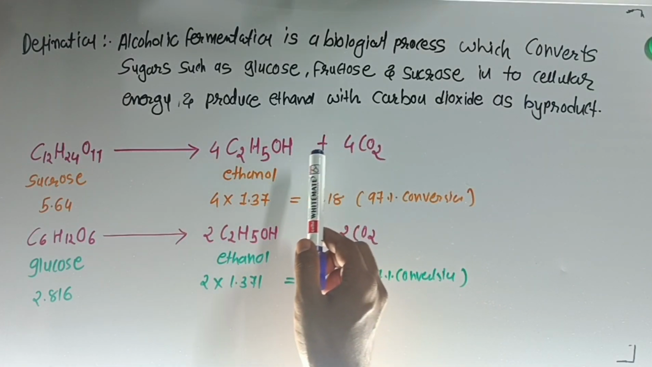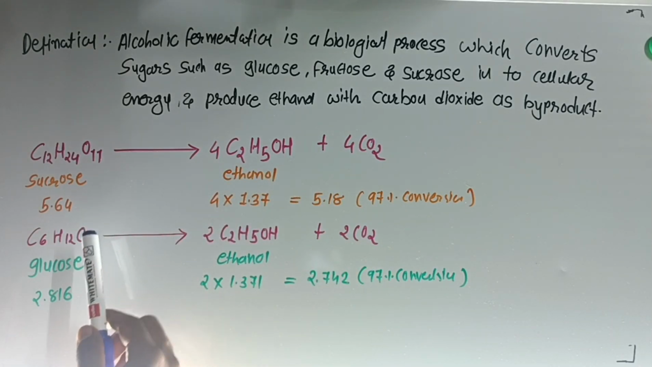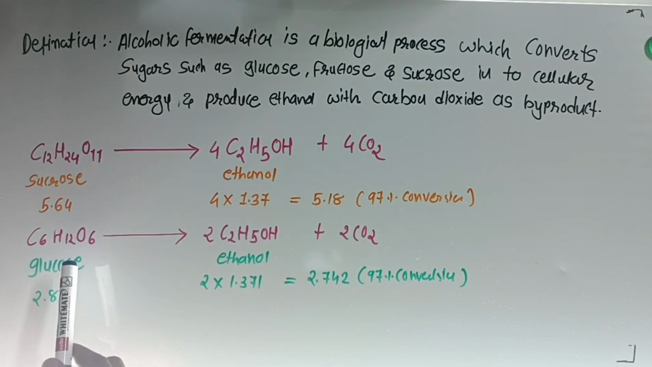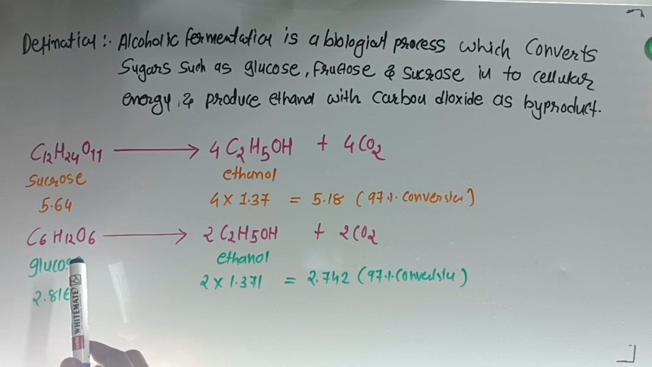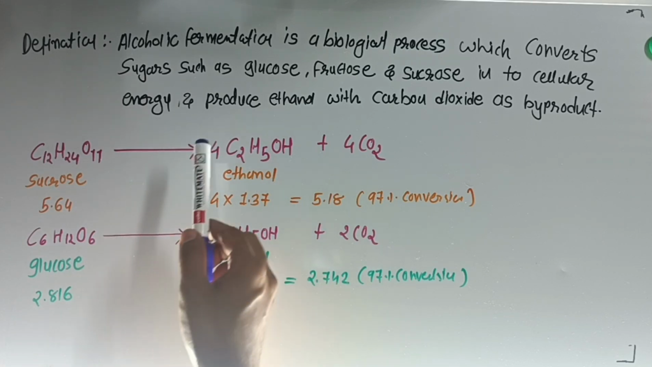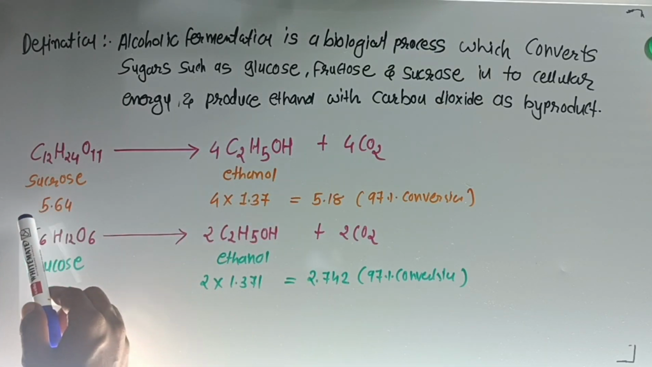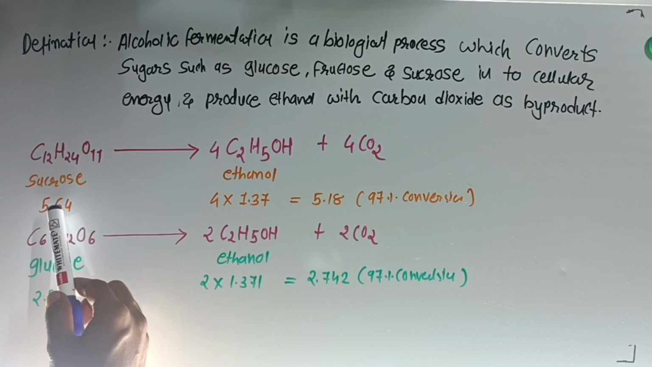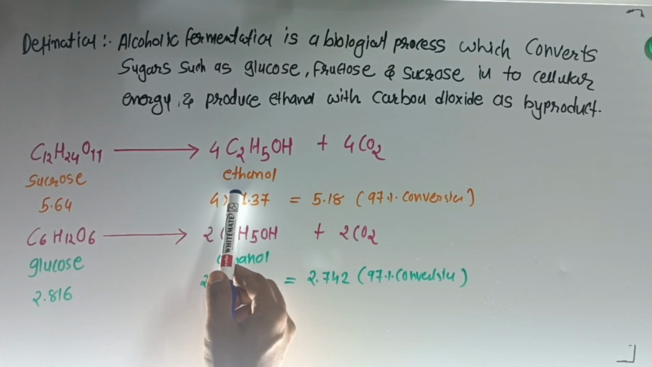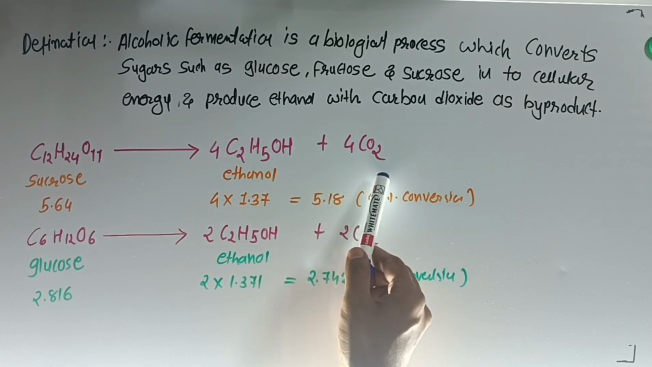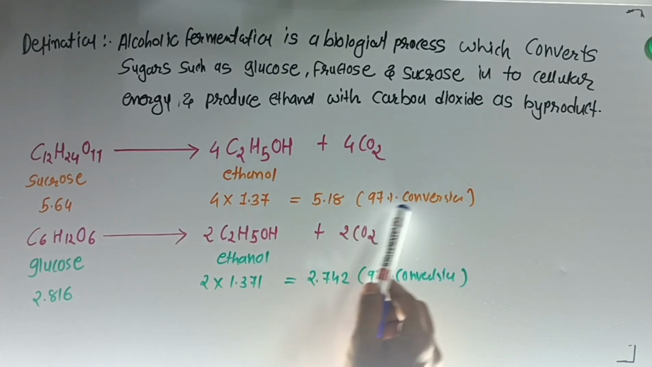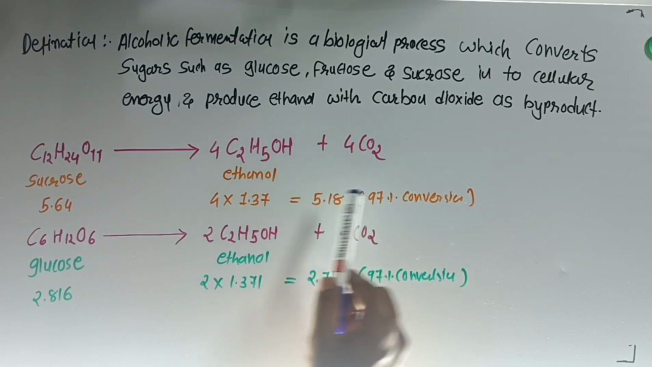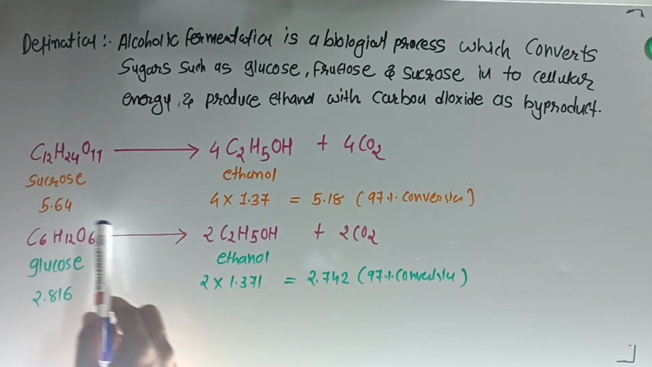We'll see the conversion mechanism, where we get a brief idea about what the procedure is. So sucrose, a sugar, is converted into ethanol and carbon dioxide as a byproduct. This process is defined as alcoholic fermentation or ethanol fermentation.